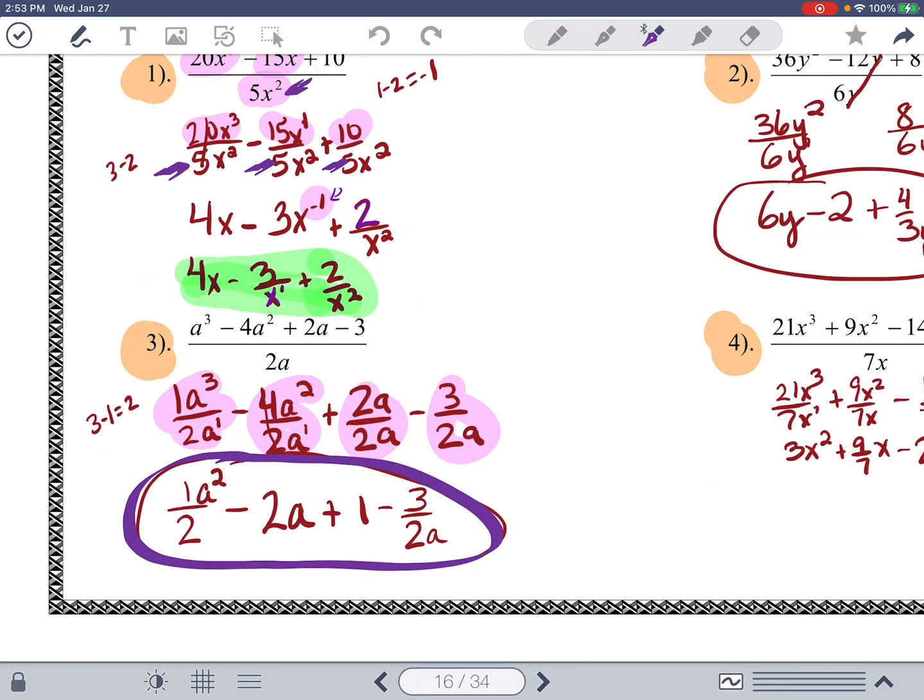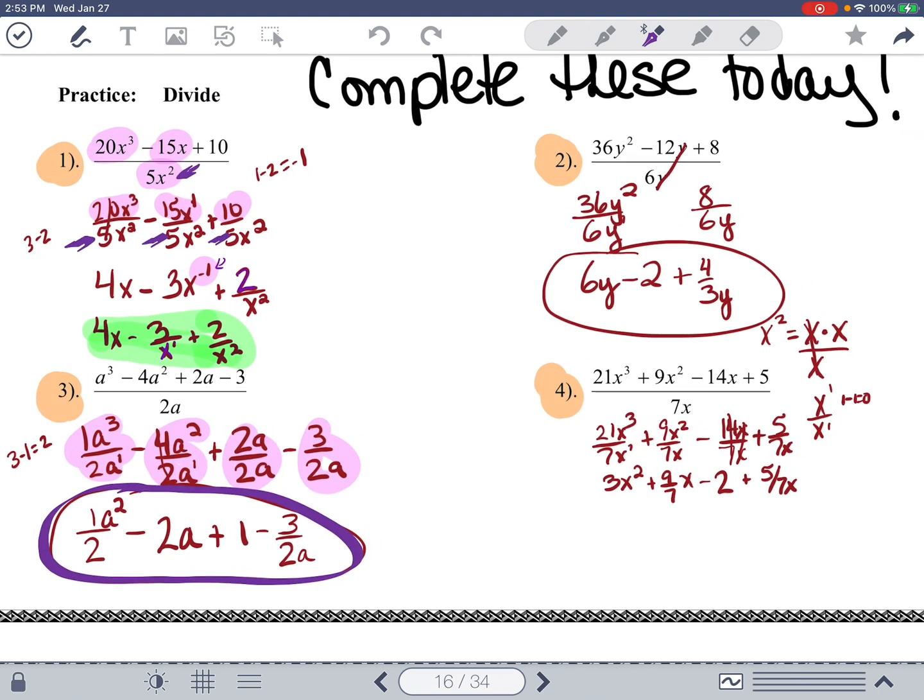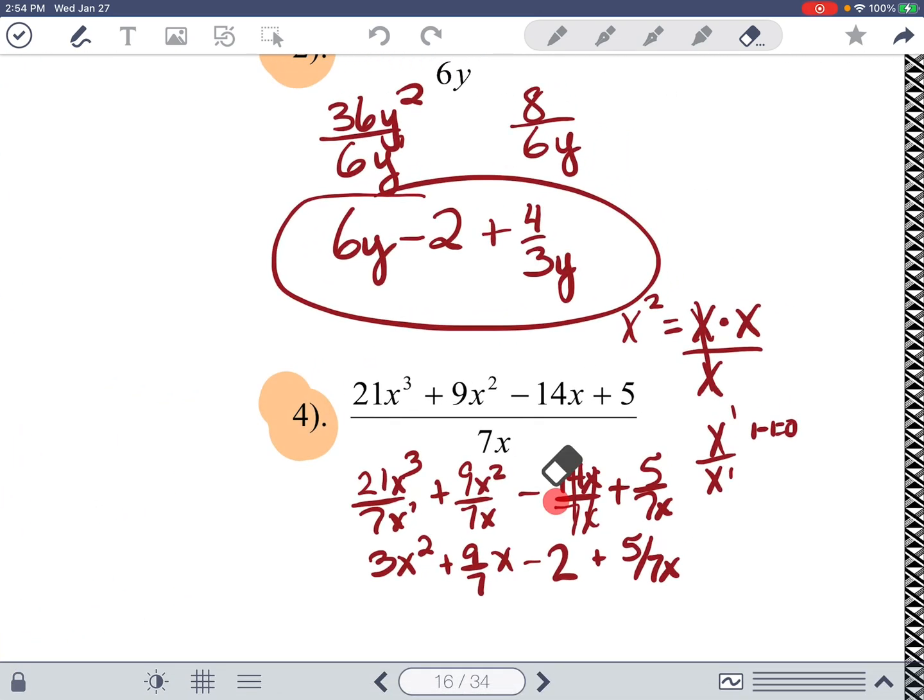So hopefully you're starting to see the pattern here. Just break it out. Each term divided by the denominator. Okay. So here's the final answers for the next two. Let me show you these.